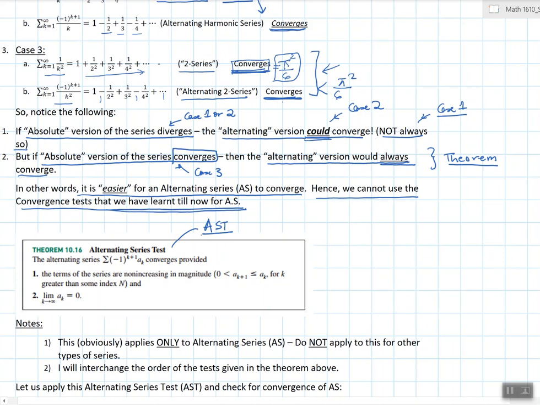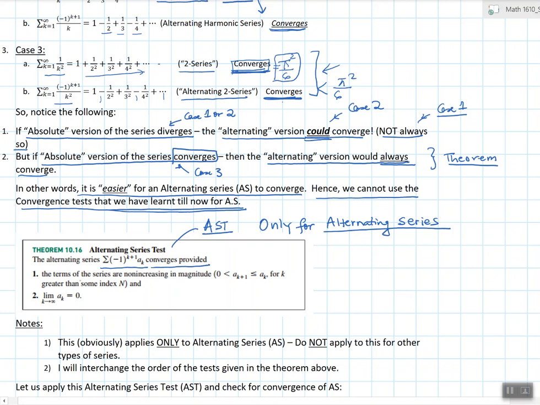AST stands for alternating series test. So we use this only for alternating series. Never use it for regular series, only if they are alternating. Okay, so we are given this alternating series, and it converges if the following two conditions are met.